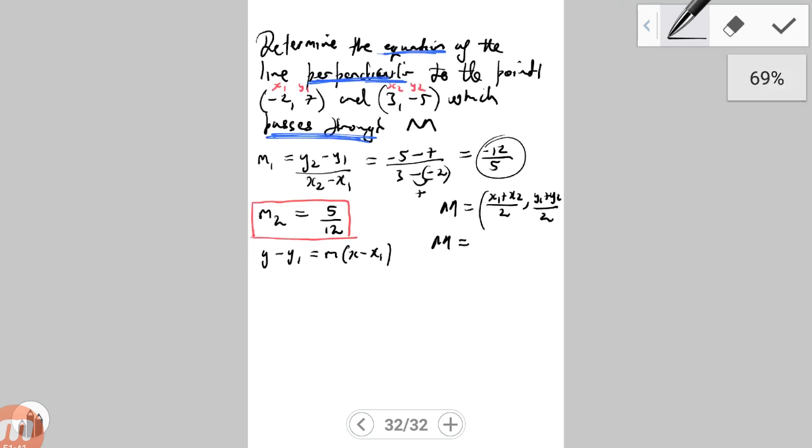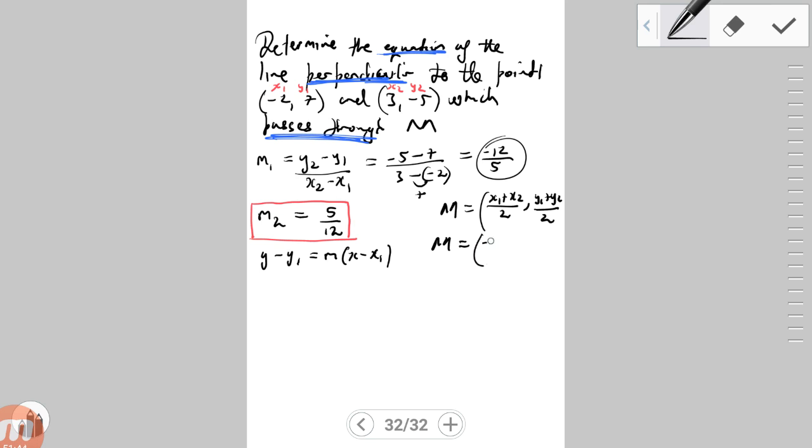So x1 here, let's go back. x1 is minus 2 plus x2 is 3, over 2, comma, y1 is 7 plus y2, which is negative 5, over 2. So M here works out nicely to be 1 over 2, comma, 7 plus minus 5 is 2, over 2. And so M here, which is the midpoint, works out to be a half, comma, 1.